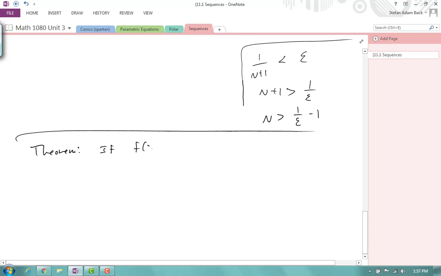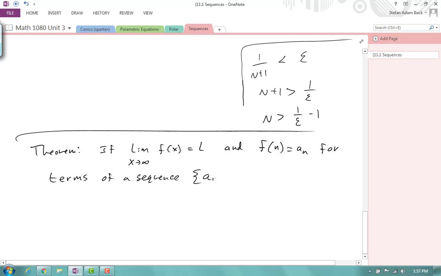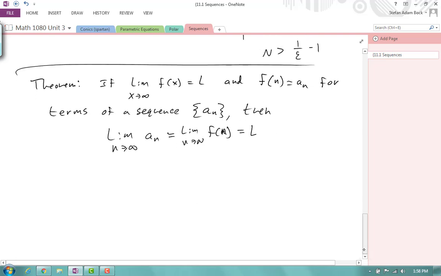If the limit of f of x, as x goes to infinity, is equal to L, and f of n is equal to a sub n for terms of a sequence a sub n, then the limit as n goes to infinity of a sub n must be equal to, well, technically it's the limit as n goes to infinity of f of n, which is literally just a letter change from the previous limit, so this must be equal to L. So what this says is, in order to find the limits of these sequences, we're going to be using everything from chapter 2, basically.